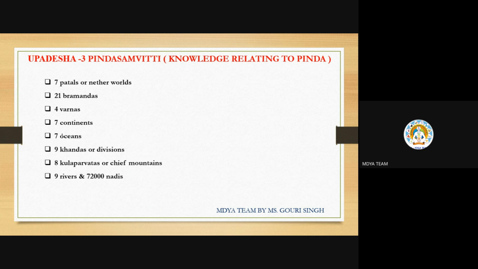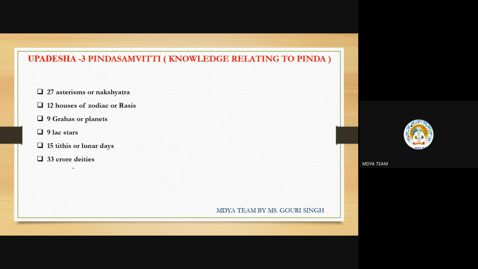All the numbers are very, very important from the exam point of view. How many continents are present? How many oceans are present? How many Brahmandas are described in the Pinda Samriti chapter? Or maybe a question may also come asking in which chapter 21 Brahmandas or 7 patalas are discussed. In this way, questions may be formed. So you have to be clear and try to remember all the numbers. Here you need to remember. No other options are there. And a total of 72,000 nadis are also described here.